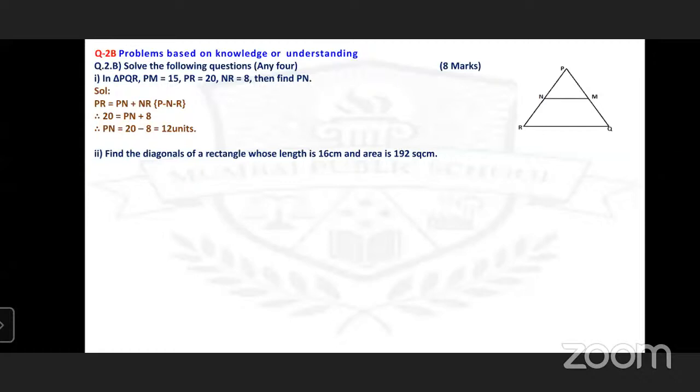Now next question, question number 2. Find the diagonal of a rectangle whose length is 16 centimeter and area is 192 square centimeter. Okay, see in this question, the length of a rectangle is given as 16 centimeter and the area is 192 square centimeter.